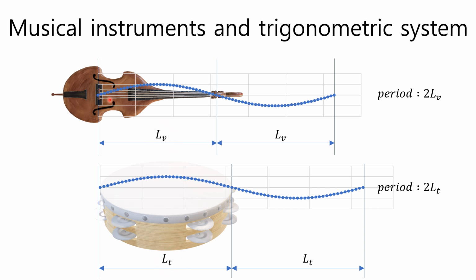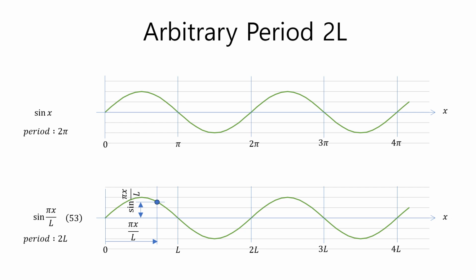The smaller the length or area of the string or surface and the greater the tension of the string and surface, the greater the number of vibrations per second and the higher the pitch of the sound. Let us learn how to represent periodic functions with arbitrary period 2L as trigonometric functions.